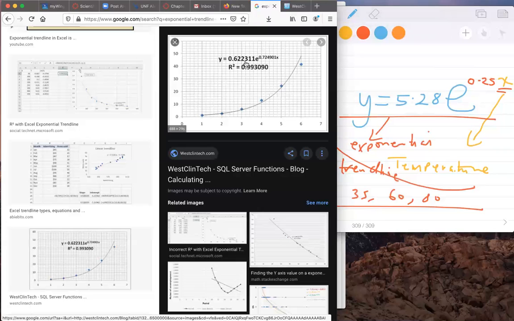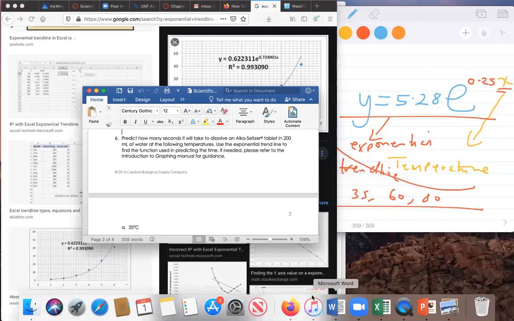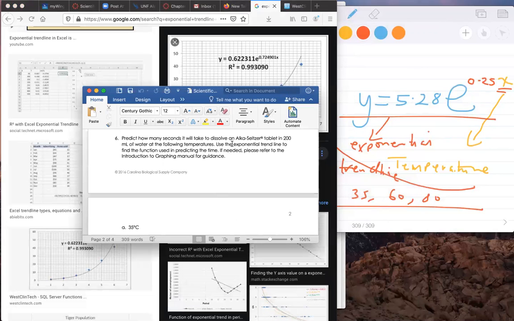It will be generated by computer once you generate the exponential trend line. I don't want you to generate a trend line and just get a straight line equation and say, all right, I remember from experiment 1 how to generate it. Here it is exponential.